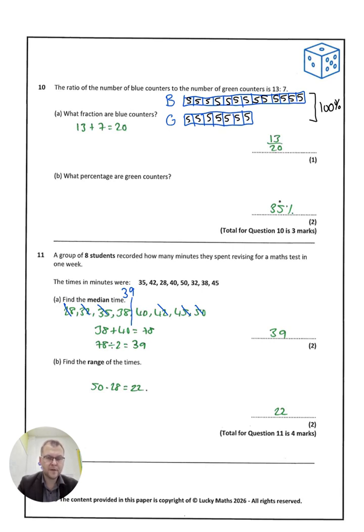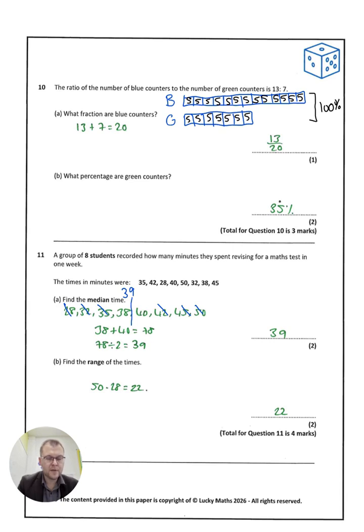You could basically, 7 over 20, if you multiply by 5, you will get 35 over 100. However, if we look at the bar model, we've got 100% split into 20 boxes, so each box is basically worth 5%. So just to confirm why that is 35%.